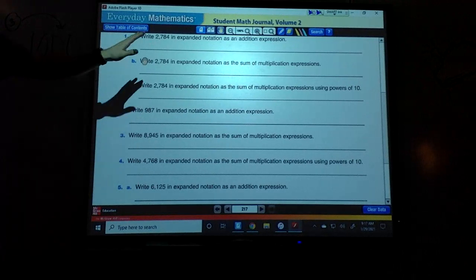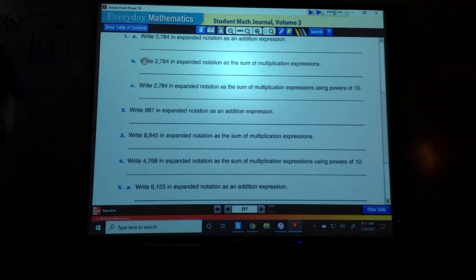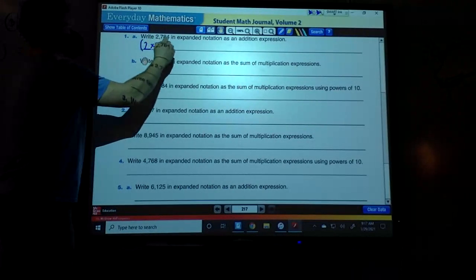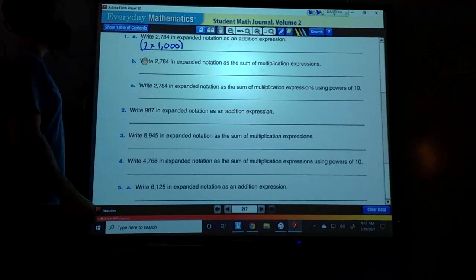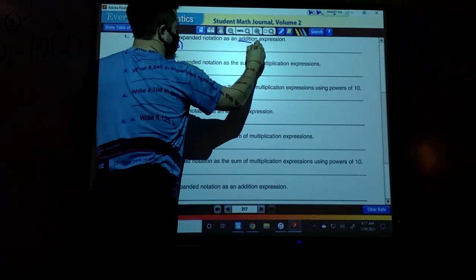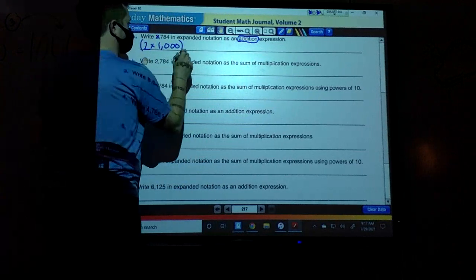Somebody just tell me, what is 2,000? Because remember, we ignore the rest of it. This is in the thousands. What is 2,000 in expanded notation, Noah? 2 times 1,000. Cool beans. So we're going to write in parentheses 2 times 1,000. All right, this one's done. And what are we going to do with each of these? Add.